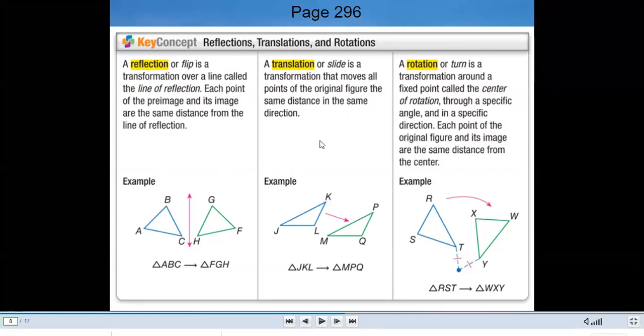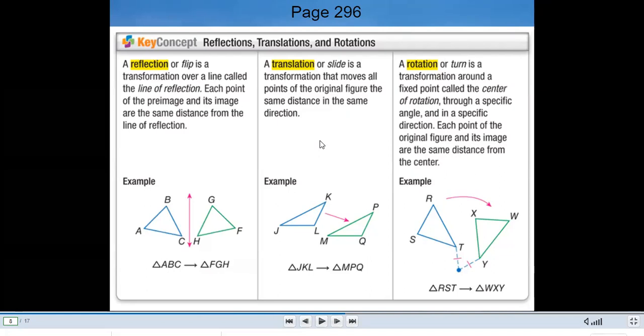Let's read the reflection. A reflection or flip is a transformation over a line called the line of reflection. Each point of the preimage and its image are the same distance from the line of reflection.